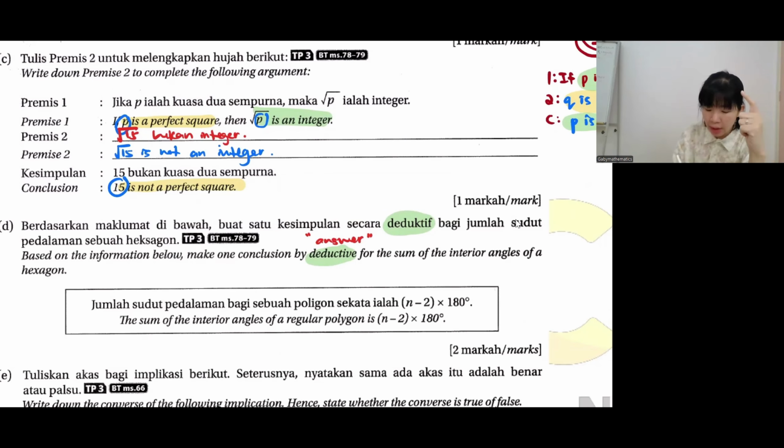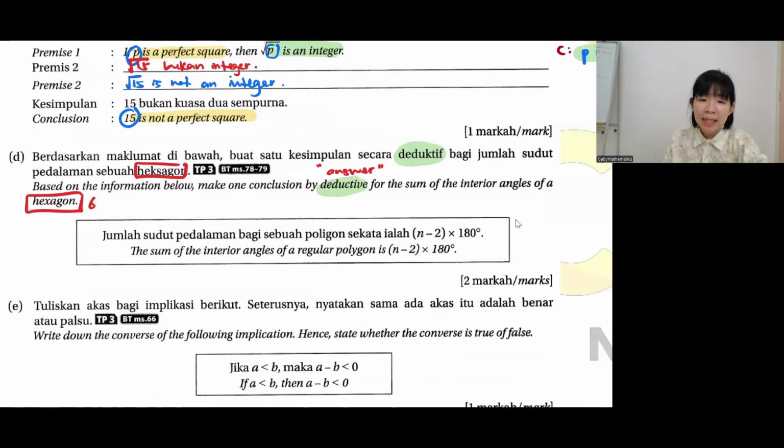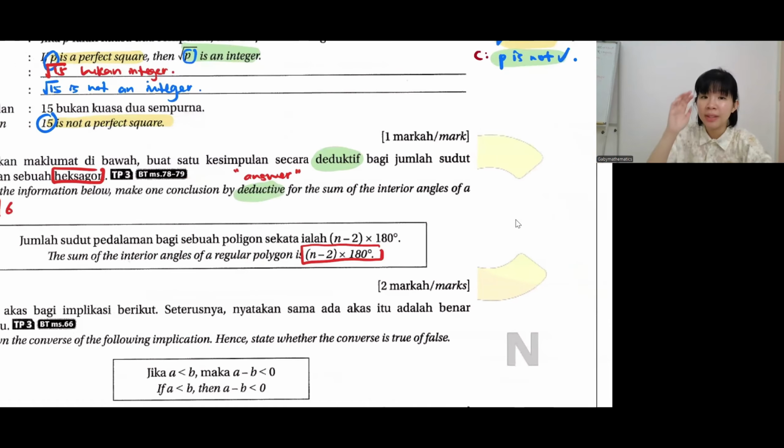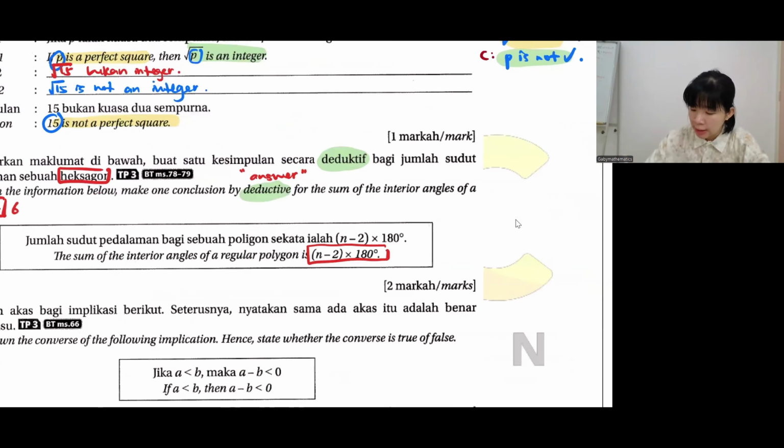A very specific conclusion means answer. For the sum of interior angle of a hexagon. Hexagon, how many sides? 6 sides. Now they say the sum of interior angle of a regular polygon is n minus 2 times 180. So since you know hexagon, they want you to find hexagon. Remember, deductive means find answer. 6 minus 2 times 180. So you calculate the answer. 4 times 180. 720. Done. This is called deductive.